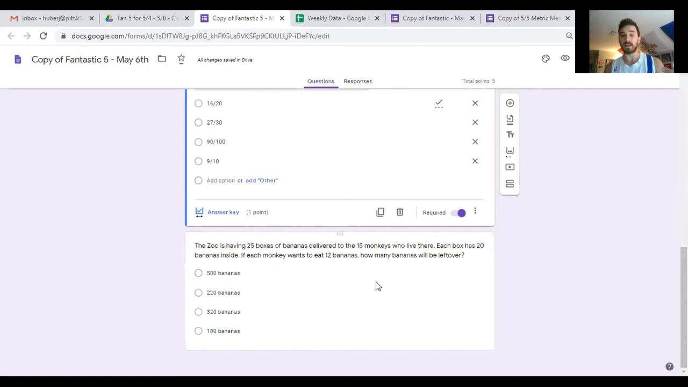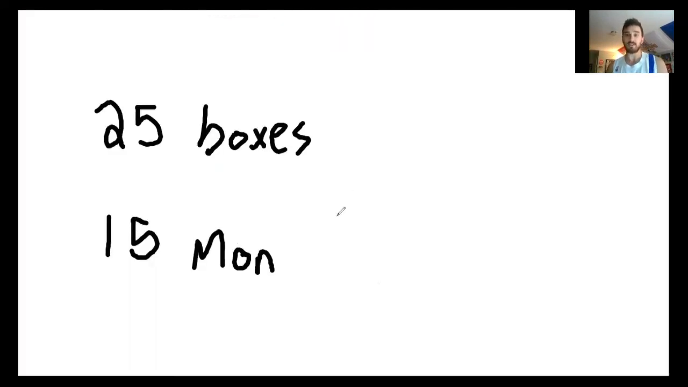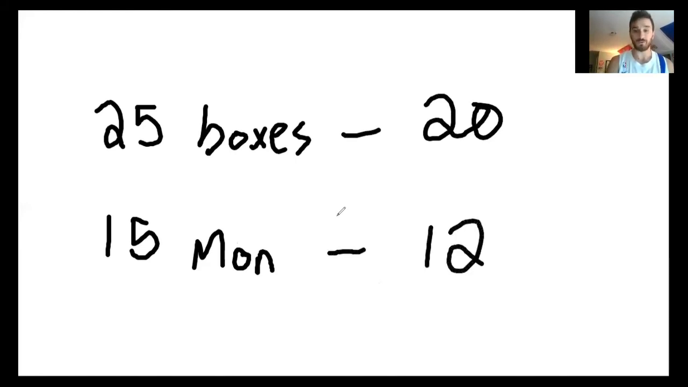because if you keep reading, it says each box has 20 bananas inside. So if I'm reading a little and doing a little, I can then decide, okay, is that 20 going to go with my 25 or my 15? And if I've got it labeled, it's easy to tell. 25 boxes, 20 inside each box. So I know these two go together. And then it tells me that each monkey's going to have 12 bananas. And I know those two numbers go together. So even though they gave it to me in different spots, I can still piece it together.